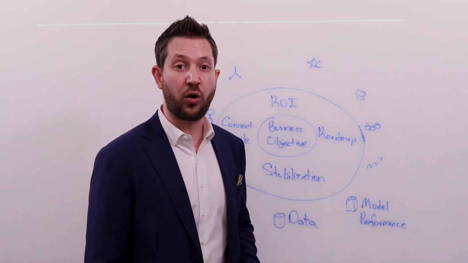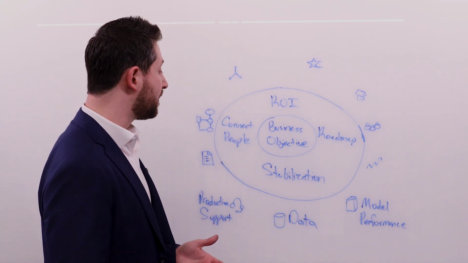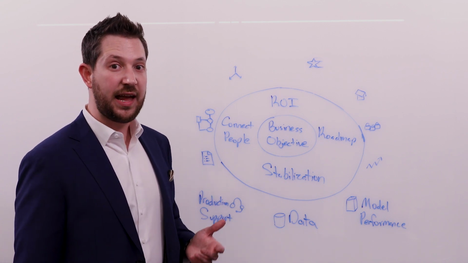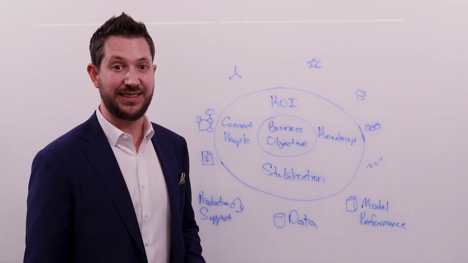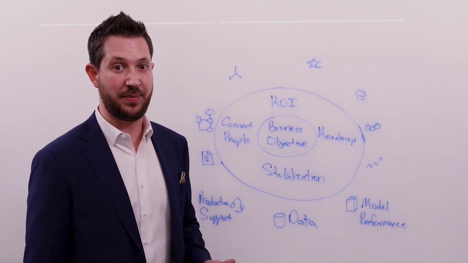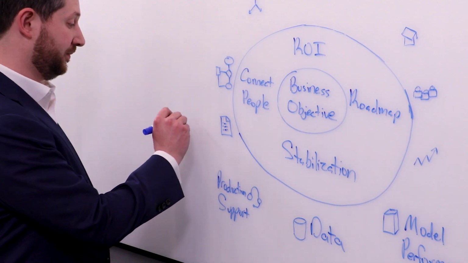From there, we'll move to more of the people side. So when we talk about enabling business objectives, we want to make sure that there are policies in place that support the business planning needs.